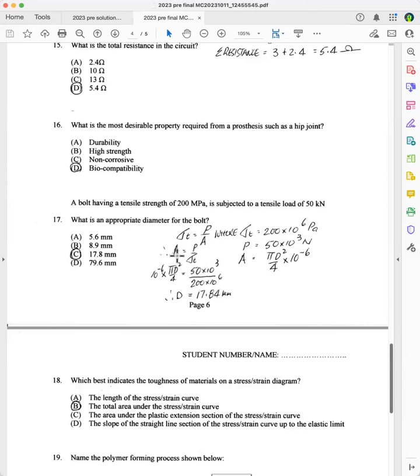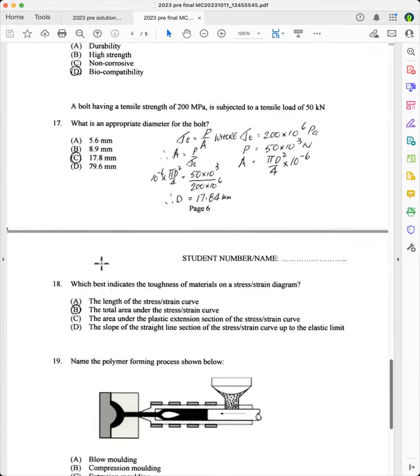Make A the subject, and the formula for the area will be pi d squared over 4, multiplied by 10 to the minus 6, because we want the answer in millimeters. Then you just do this calculation. It might be a better idea to put a couple more steps in here. And so D was 17.84, and so 17C is the correct answer.